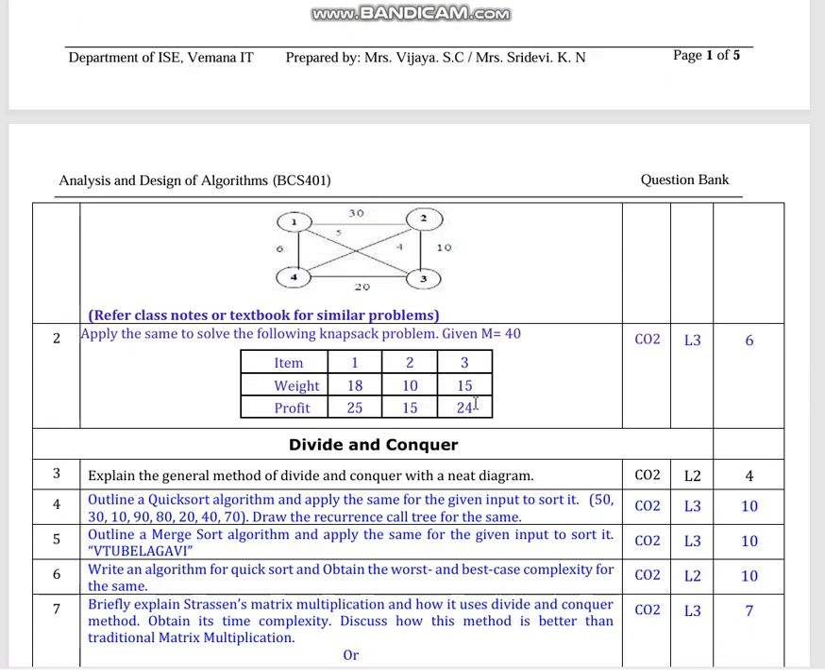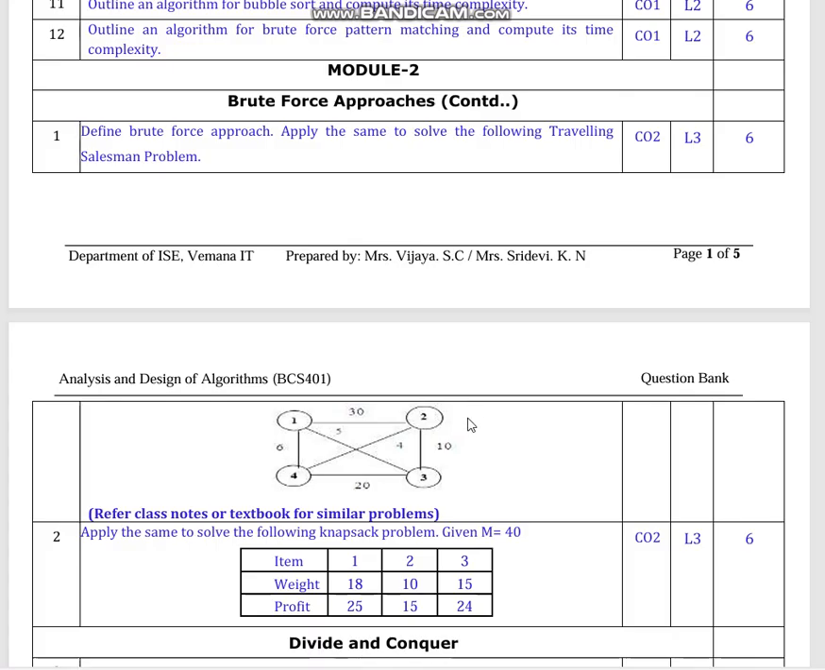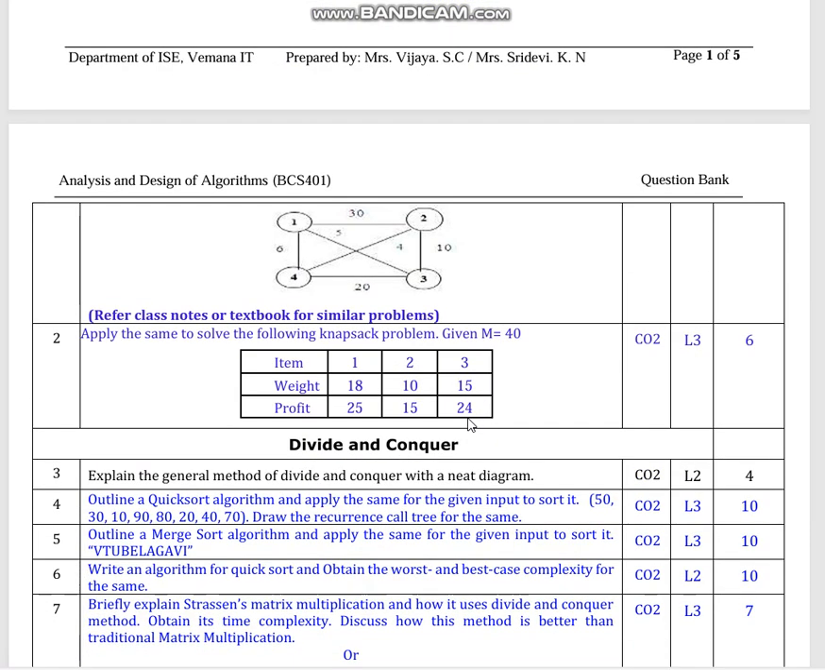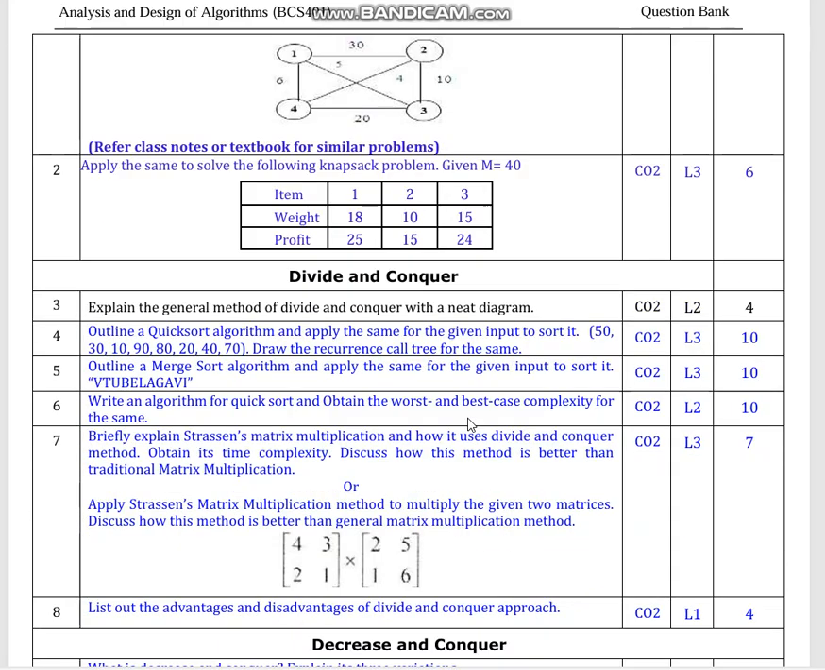And second module, these are some of the important questions. You can have a look at these questions.